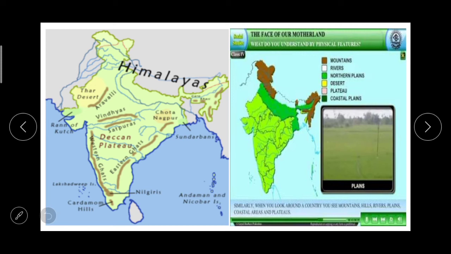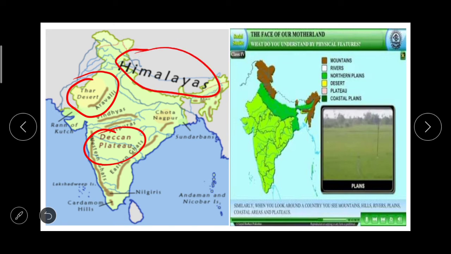Two maps on the screen make it very easy to understand the regions. Here it is Thar desert, Deccan Plateau, Himalayas and the coastal regions you can see.